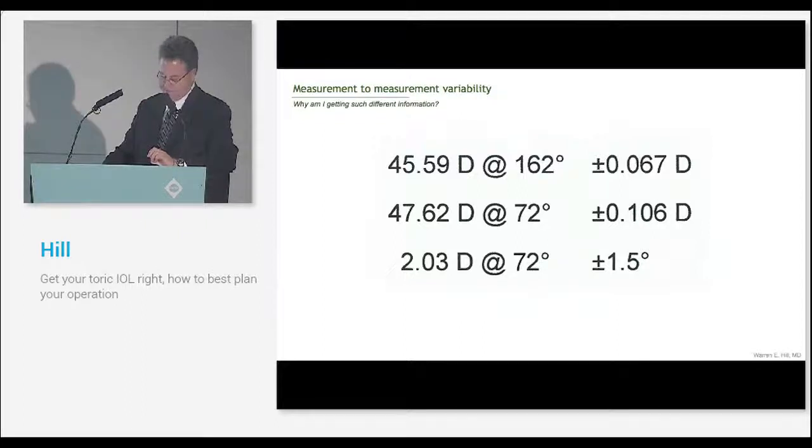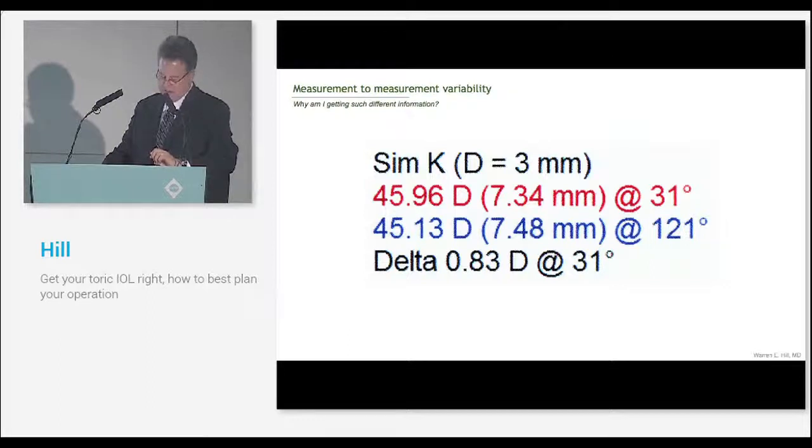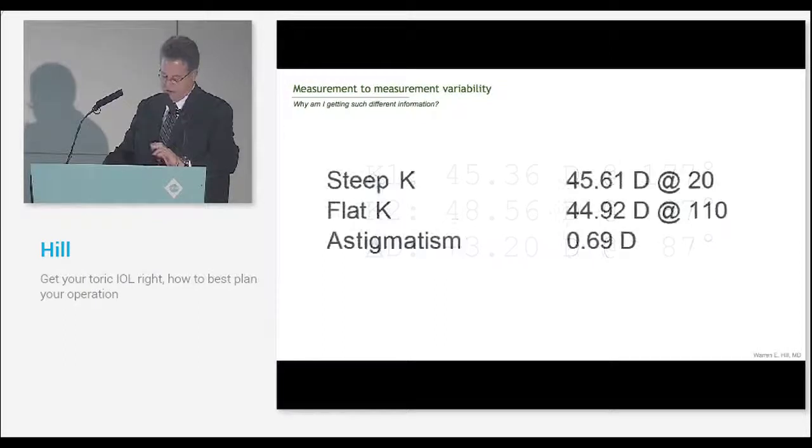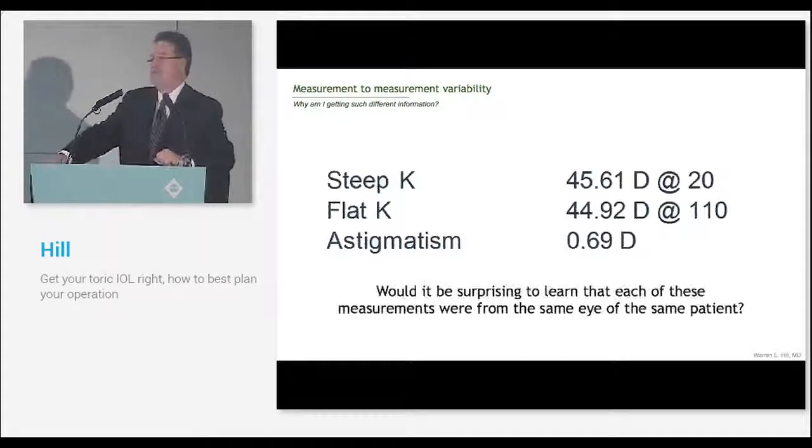This would be with the rule astigmatism, about 2 diopters. This is oblique astigmatism of a little more than 0.75 diopters. Here we have with the rule of about 3 diopters. Here are some SIM-Ks, and it looks like this is probably against the rule. Now, would it be surprising for you to learn that all of these measurements were from the same person?